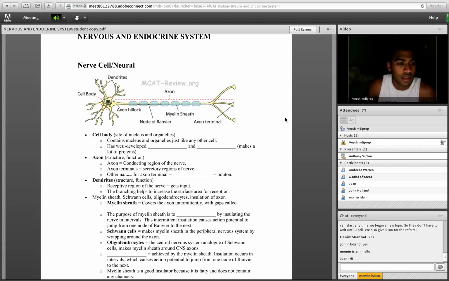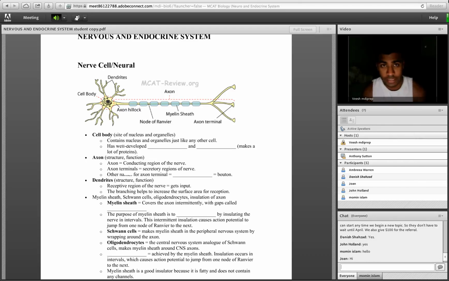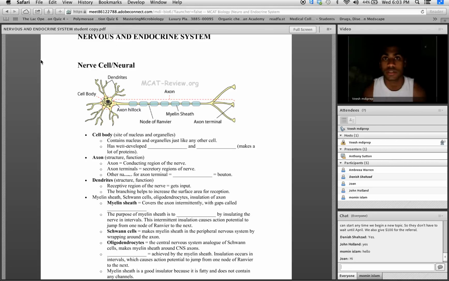So the cell body, it's labeled right here in the picture. That's that part right there. That's the site of the nucleus and all the different organelles in the nerve cell. It has a well-developed rough endoplasmic reticulum and Golgi bodies because the nerve cell makes a lot of proteins.